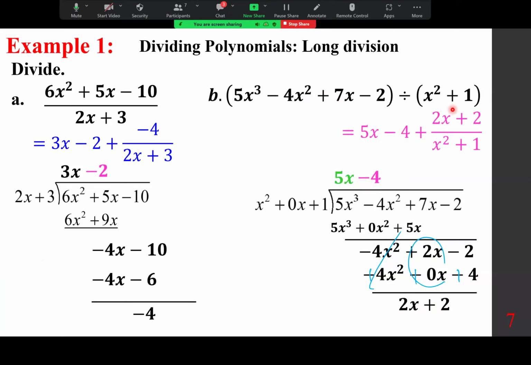Second way of writing it, again, just to make sure we understand what happened here, we could also write it in the following manner. We could write this is equal to the product of the divisor x squared plus 1 and the quotient 5x minus 4, and add up the remainder 2x plus 2. That's another way of writing.